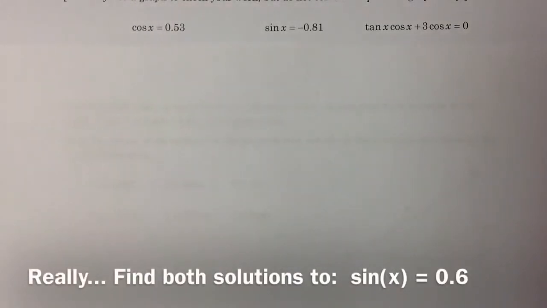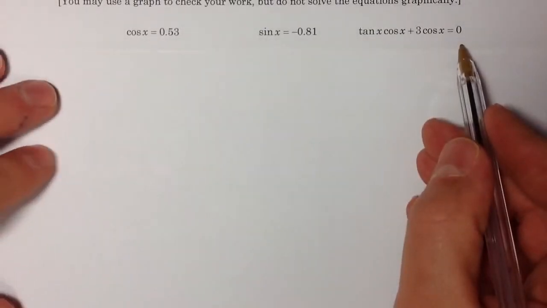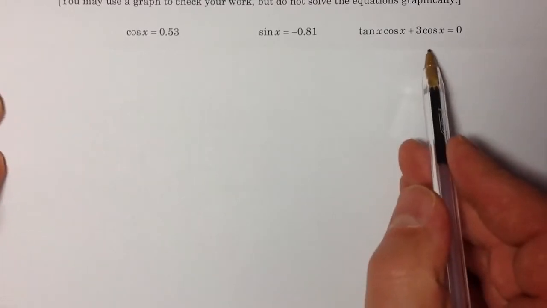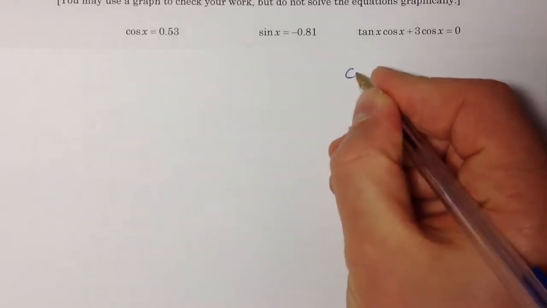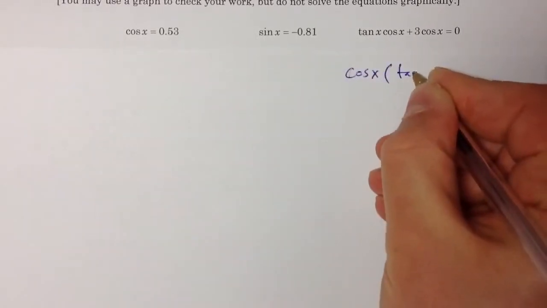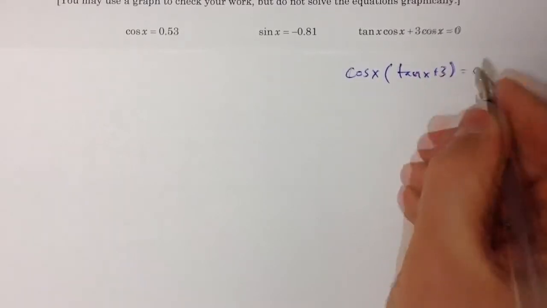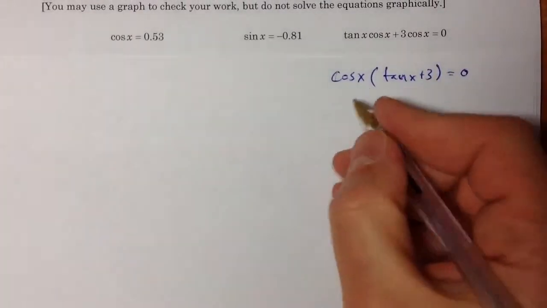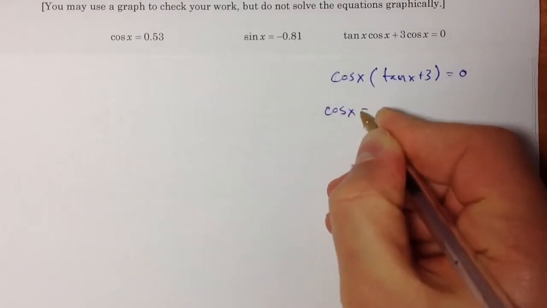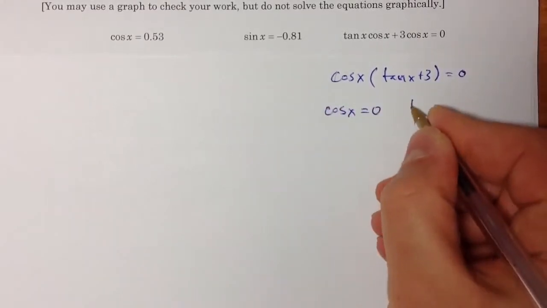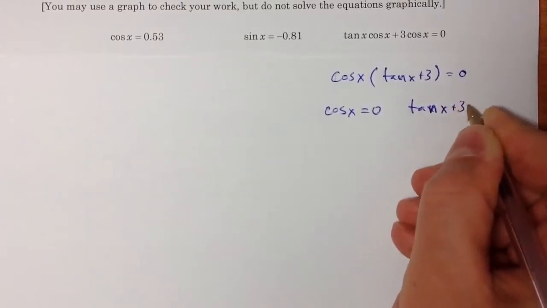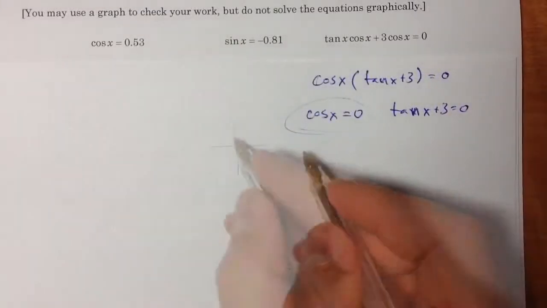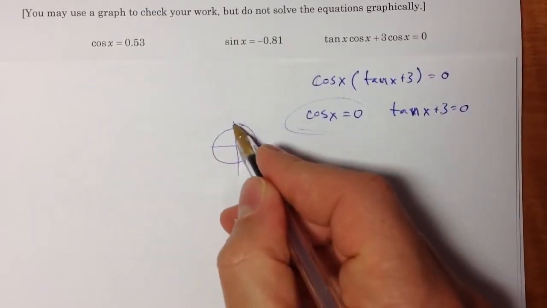For the last equation, to solve it algebraically, we can do a little bit of factoring. We have 0 on the right-hand side. Cosine is a common factor on the left-hand side, so we can factor that out. This is the same as cosine x times tangent x plus 3. So using the principle of zero products, that means that either cosine x equals 0 or tangent x plus 3 equals 0.